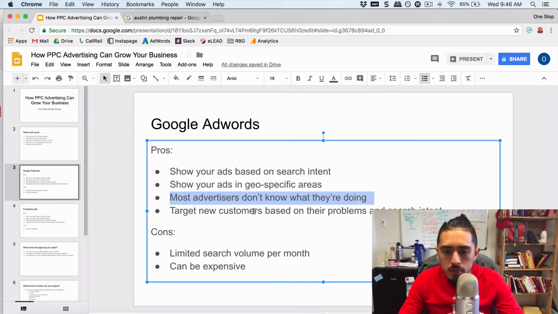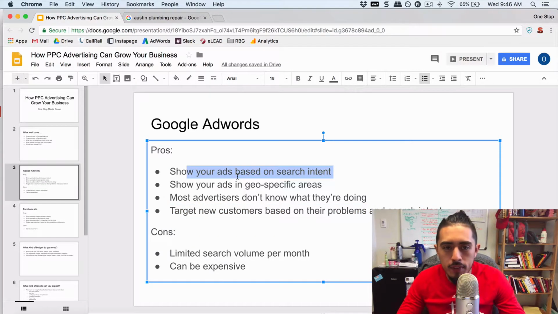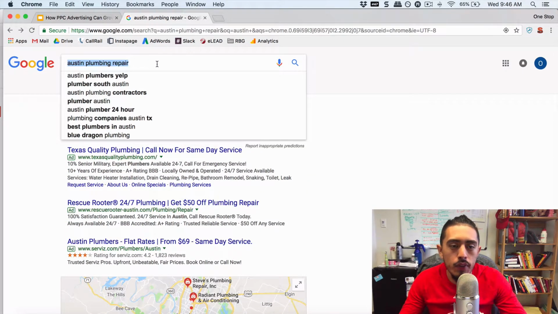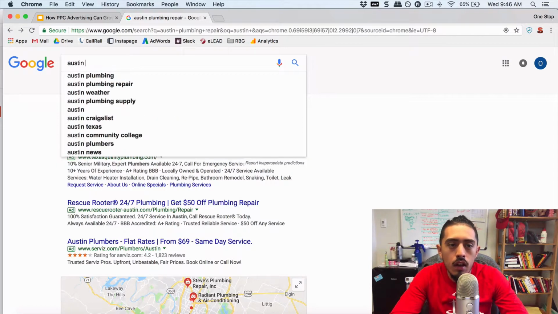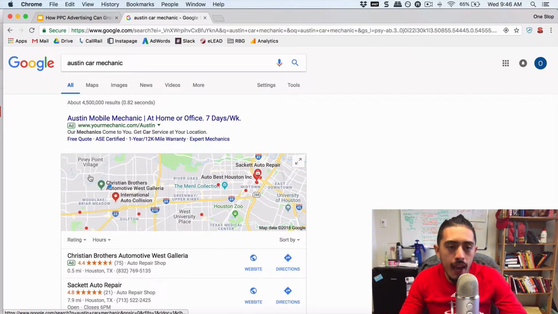And lastly, target new customers based on their problem and search intent. That goes exactly with what I said here, but I just want to keep clarifying that in Google, when someone searches for something, they're already telling you they have a problem, right? If they have a car and they need a mechanic, they're going to type in Austin car mechanic, and they're going to look for a mechanic that's able to service them.